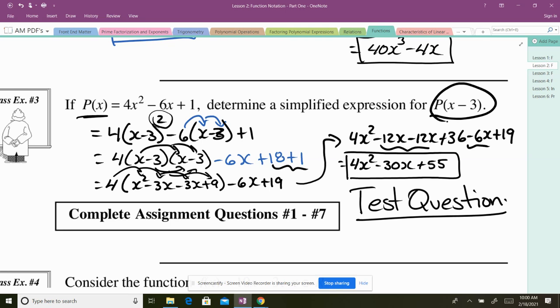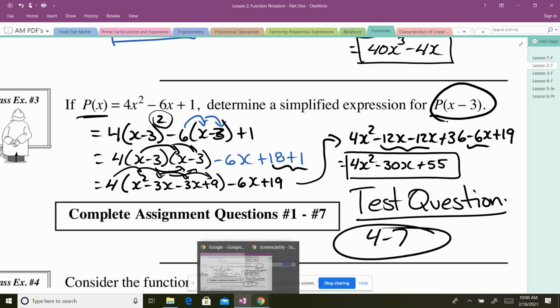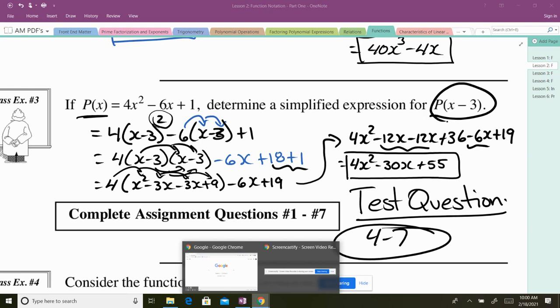Let's do 4, 5, 6, and 7. 4 to 7. That'll bring us to breaks in 10 minutes. I will not speak again until 10:25.